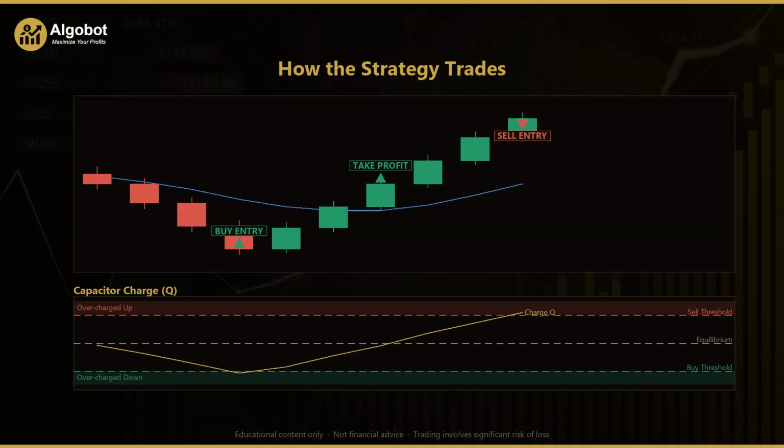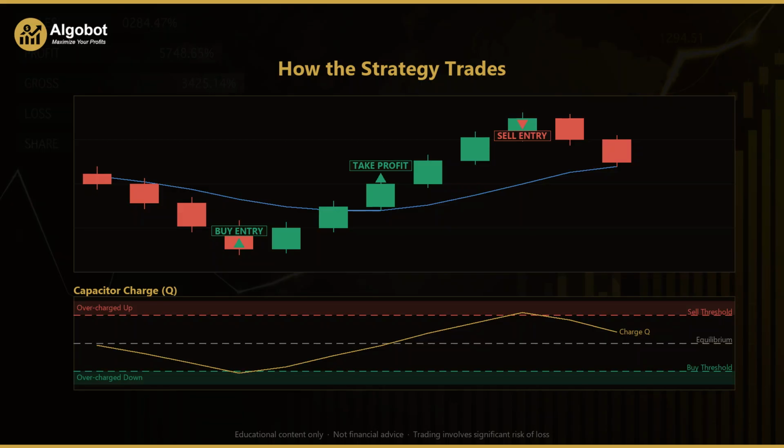With the charge now back near 0, the capacitor is neutral again, and the strategy waits patiently for the next imbalance. It doesn't take long. The following candles begin drifting persistently higher, one green bar after another, pushing price above the baseline. This time the charge is filling with positive voltage, and in the subpanel the gold line climbs steadily toward the upper band. By the 10th candle, price has stretched to a high and the charge pushes into the red overcharged up zone, touching the sell threshold.